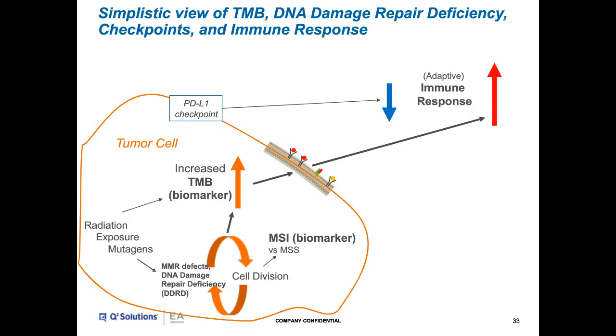So, a simplistic graphic of TMB and DNA damage repair deficiency, checkpoints, and immune response: there's one view that is often held, and we wish that life was this simple, where you have a tumor cell that may have arisen from radiation or exposure to mutagens that creates mutations by itself, and therefore increases mutational burden. But what really gets mutational burden going potentially is defects in mismatch repair and other deficiencies in DNA damage repair. And when you combine that with cell division, you often see a greatly increased, multiplicative amplification of mutational burden. And that shows up in a couple of ways. It shows up in higher mutational burden.